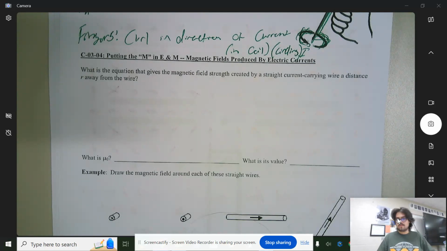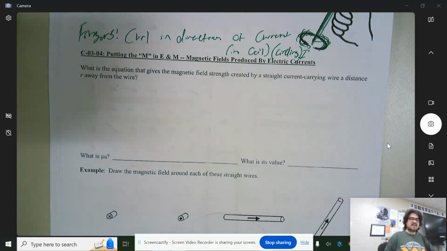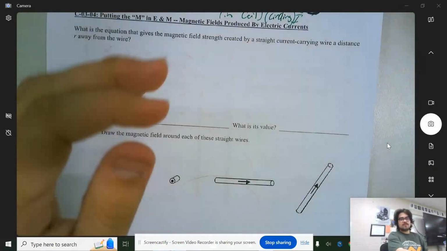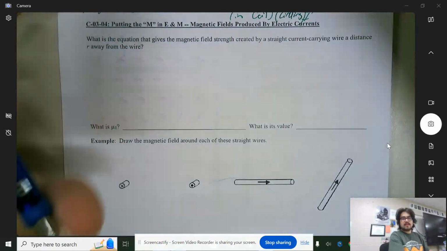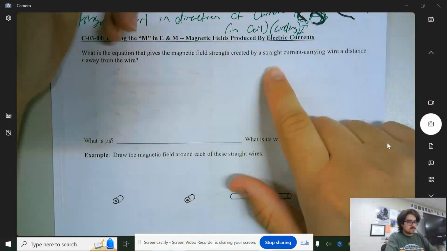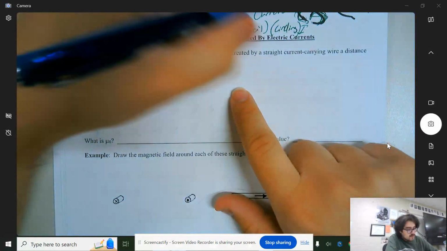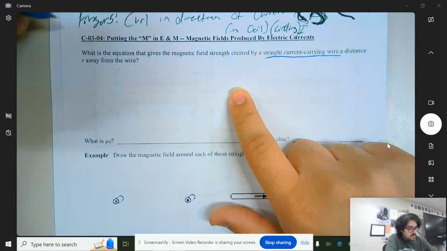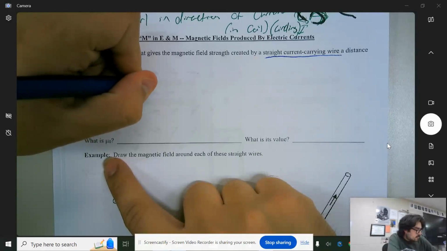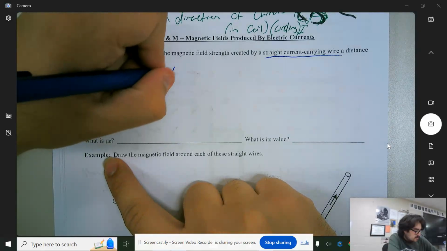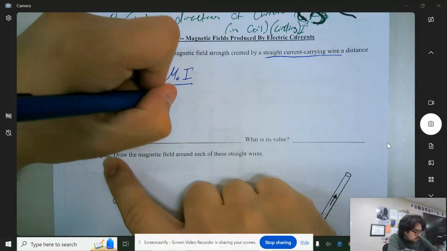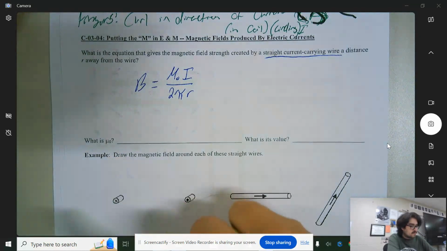All right. We're putting the M and E and M with magnetic fields produced by electric currents. This is section 4. I'm going to introduce to you a magnetic field equation. This is the formula for magnetic field strength created by a straight current carrying wire, and this is very important. And that is going to be B equals mu naught times I over 2 pi r.